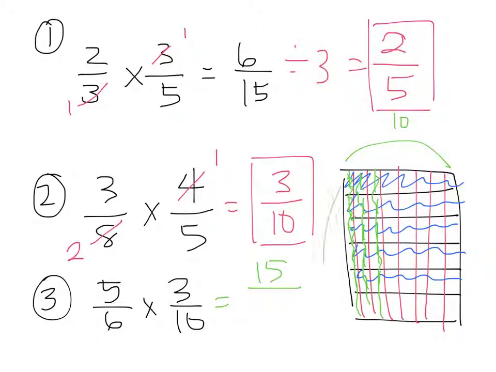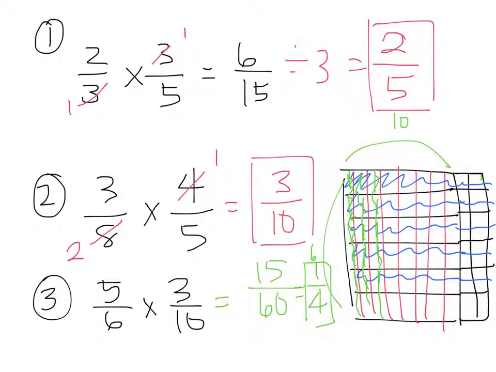Can I reduce 15/60ths? Yes. What can I divide each side by? 15. Very good. 15 divided by 15 is? 1. And 60 divided by 15 is? 4. 1/4. Okay, I fixed my model. I added on 2 more rows. Sorry.